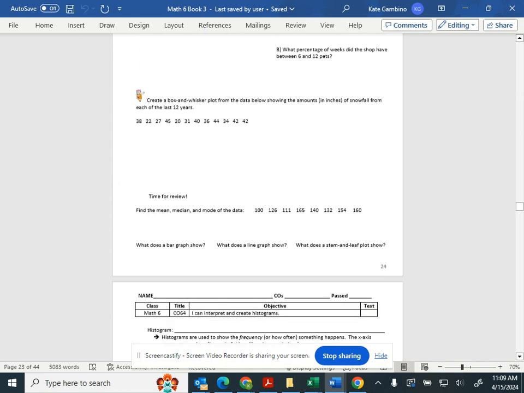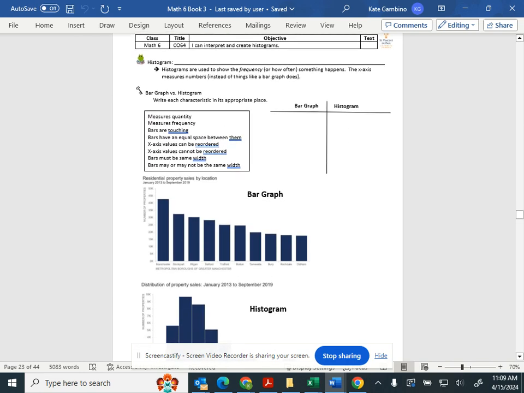Next objective, CO64. I can interpret and create histograms. So what is a histogram used for? To show frequency, or how often something happens. So you should be putting that on your help sheet. You should be putting what makes a histogram a histogram.